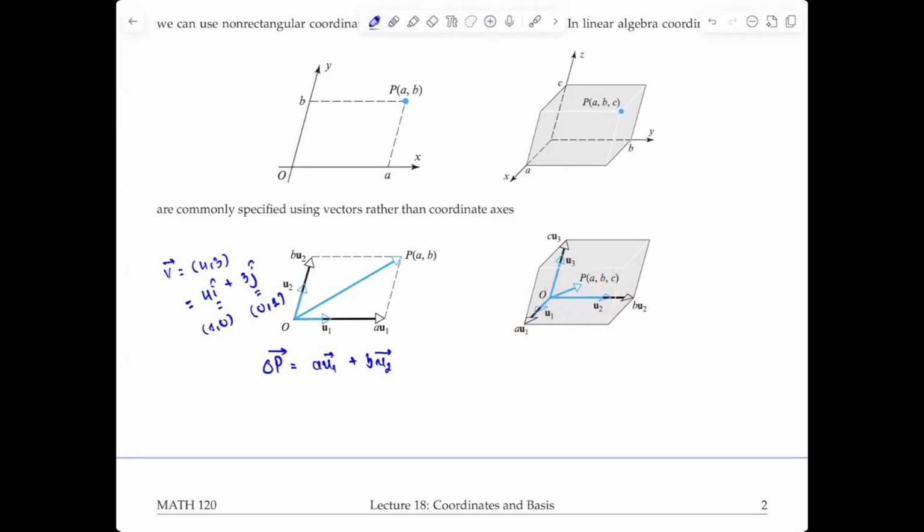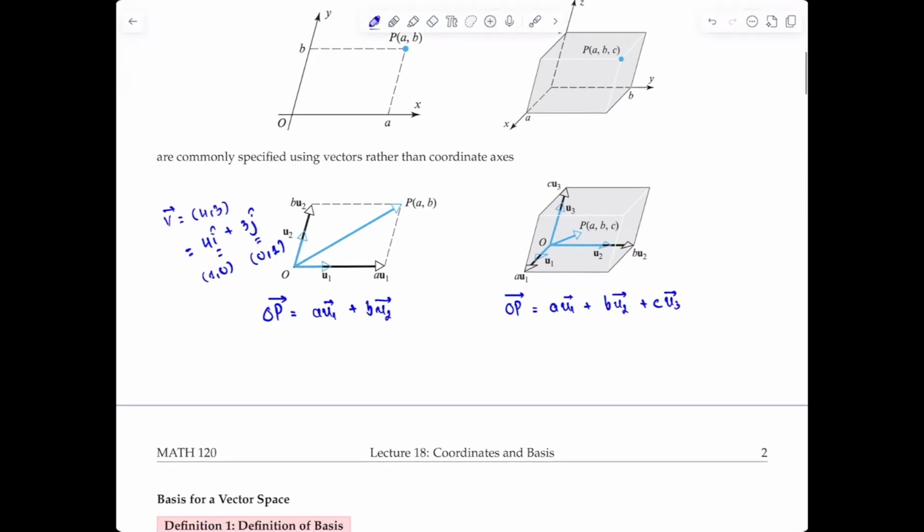Now you can do something similar in the case of three-dimensional space. In this case, you have a point in space. The point P is equal to A, B, and C. So OP in this case is described using A times U1 plus B times U2 plus C times U3. Again, this is a representation of a vector space. You need a set of vectors, a set of scalars, vector addition, and scalar multiplication.